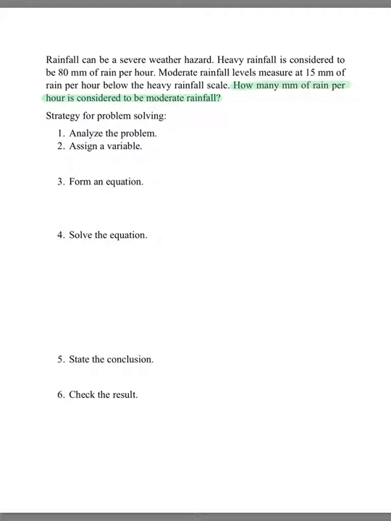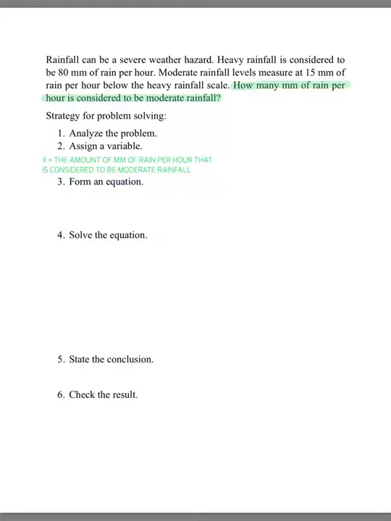So now that we know what it is we're looking for, let us go ahead and assign a variable, which is step 2. We're always going to want our assignment of the variable to reflect the question being asked. Since the question is how many millimeters of rain per hour is considered to be moderate rainfall, our variable, which we'll call x, is going to represent the amount of millimeters of rain per hour that is considered to be moderate rainfall. Again, it's ideally the question reworded in the form of a statement.